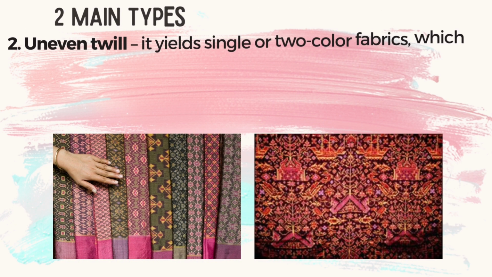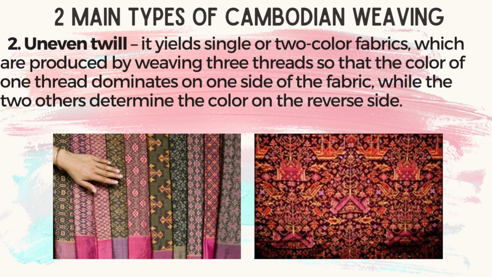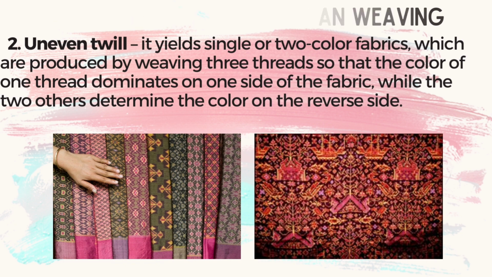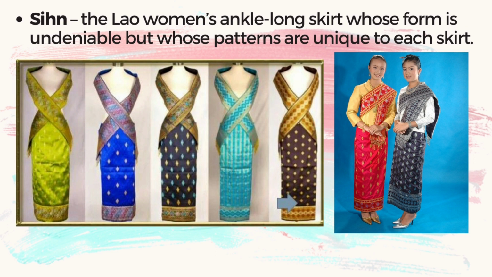Uneven twill. It yields single or two-color fabrics, which are produced by weaving 3 threads so that the color of one thread dominates on one side of the fabric, while the 2 others determine the color on the reverse side. Sin is the Lao women's ankle-long skirt whose form is undeniable but whose patterns are unique to each skirt.